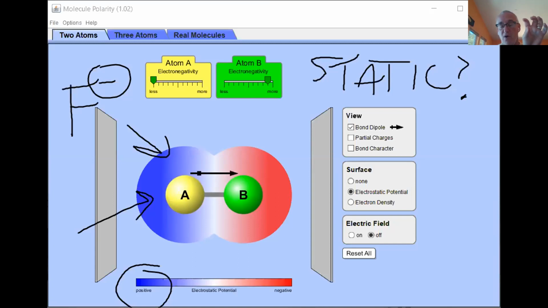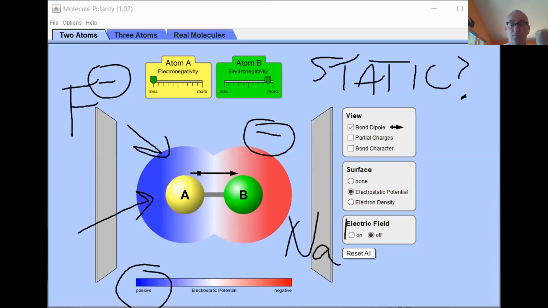So in a covalent bond, you don't have a formal charge, but you have a partial charge. And so if you have a high electronegativity, you are pulling those electrons toward yourself. So B has a very, very high electronegativity. So this would have an electrostatic potential that's negative. And so it would attract something like a sodium ion, which is also electrostatic. And those would be attracted to each other.